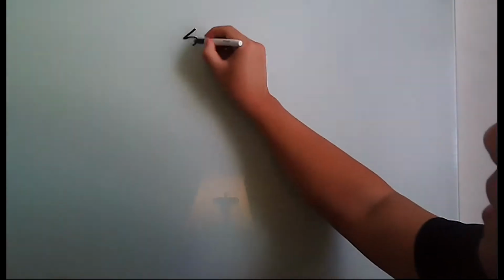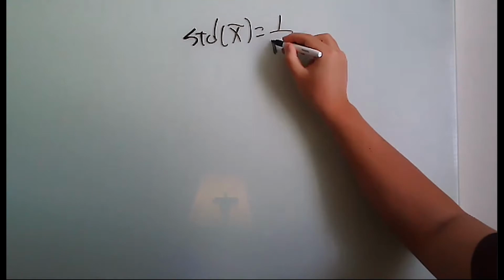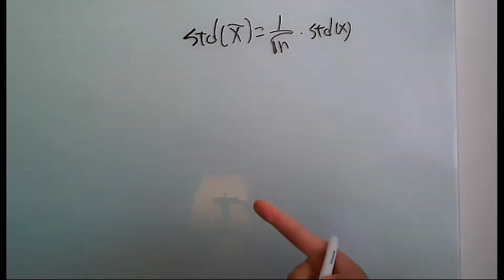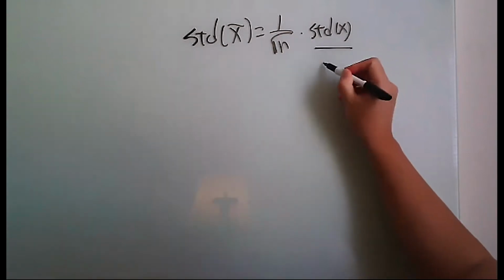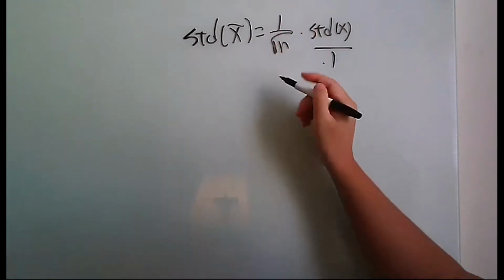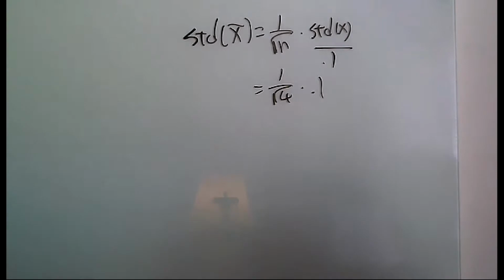So we learned standard deviation of x bar equals what? 1 over square root of n times standard deviation of x, right? This is something we learned in the property, a couple slides ago. So we know this standard deviation here was 0.1, and how many sample size do we have? 4, right? So the answer is 1 over square root of 4 times 0.1. That is your standard deviation.